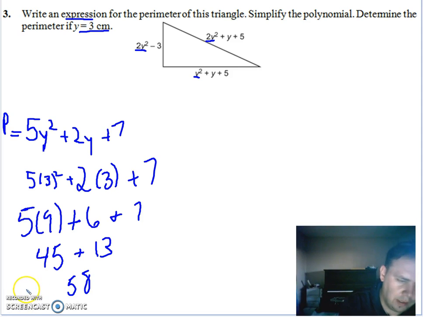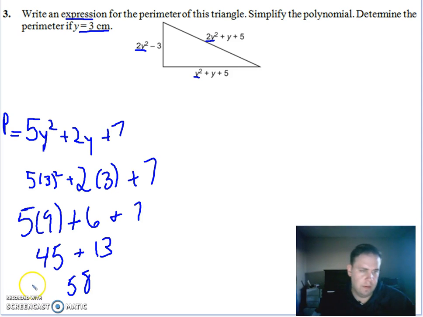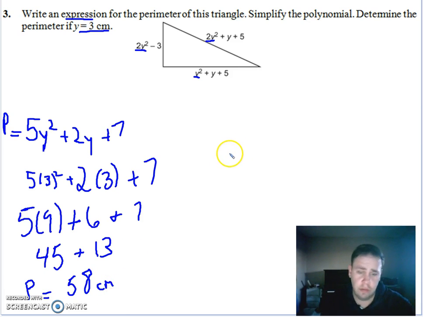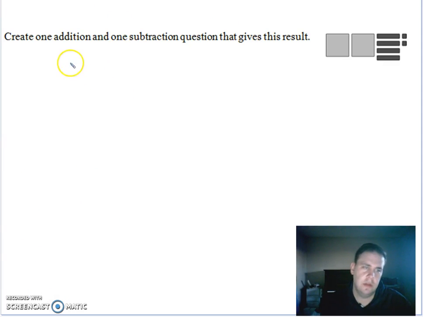And voila, I am done. Okay, so the perimeter will equal 58 centimeters. Okay, I can also include a sentence here, but let's quickly see if we can finish one more question here. So create one addition and one subtraction question that gives us this result.